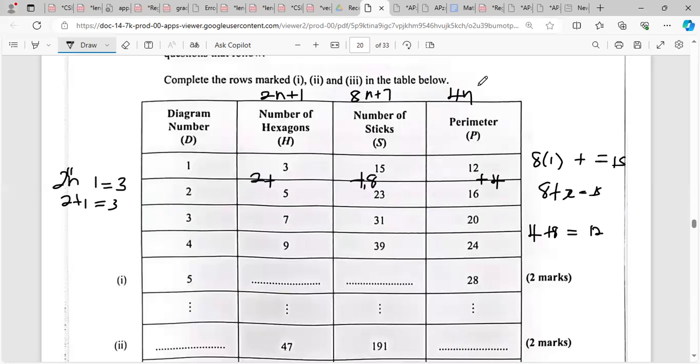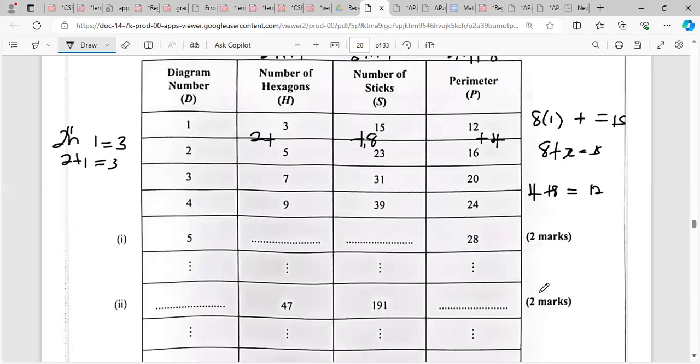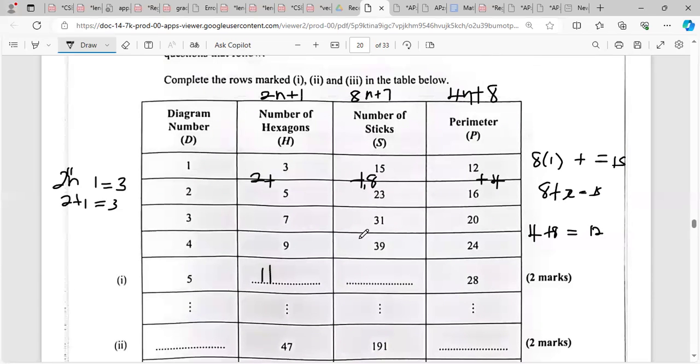Alright, so we figure out this. So it's a cakewalk from here. Once we figure out this, a cakewalk. Alright, for 5, it's going to be 2n, 2 fives, 10 plus 1, 11. For this one, we'll say something else again. 8n. So 8 fives, 40 plus that 47. I'm going to try it with this. 4 fives, 20 plus 8, 28.